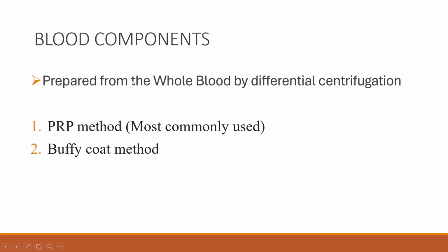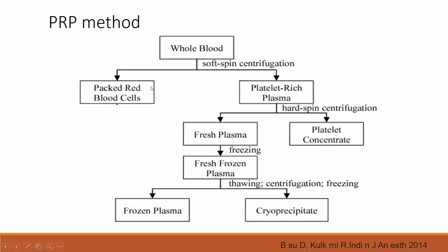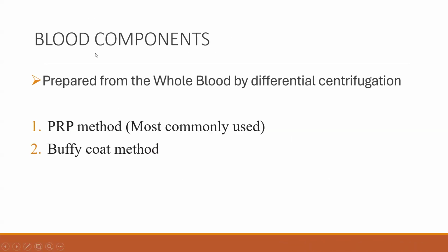Coming to the blood components, this blood component preparation was developed in 1960. It is prepared from the whole blood by the method of differential centrifugation. There are two methods, the platelet-rich plasma method and the buffy coat method. Most commonly used in India, and also in our Sagar blood bank, is the platelet-rich plasma method only.